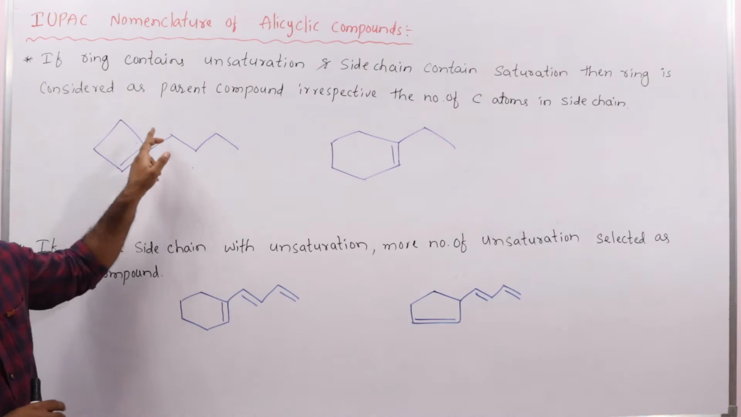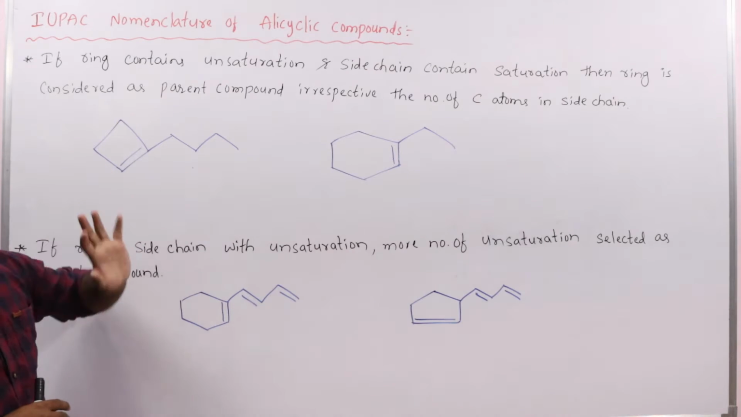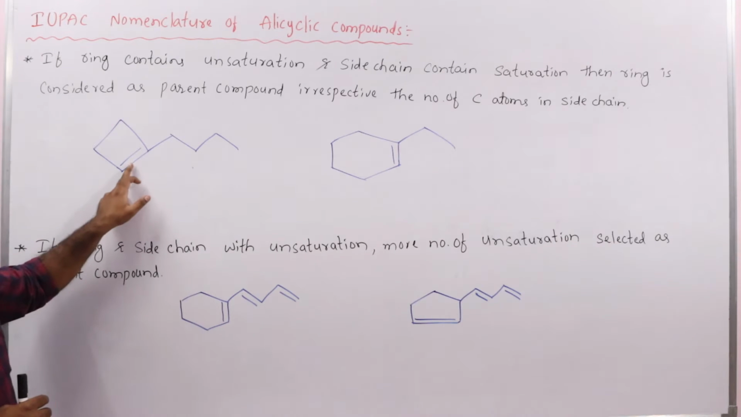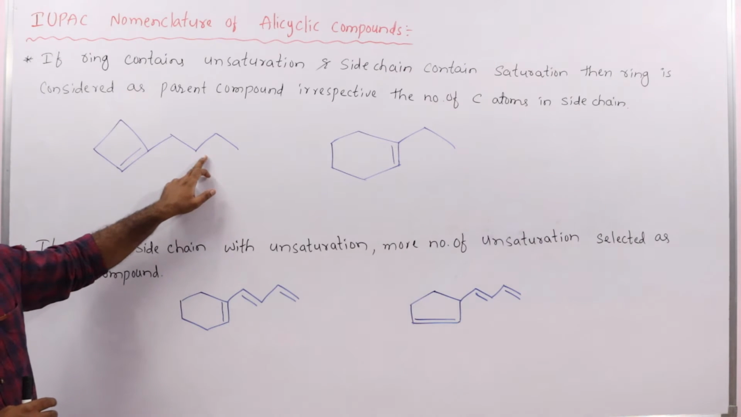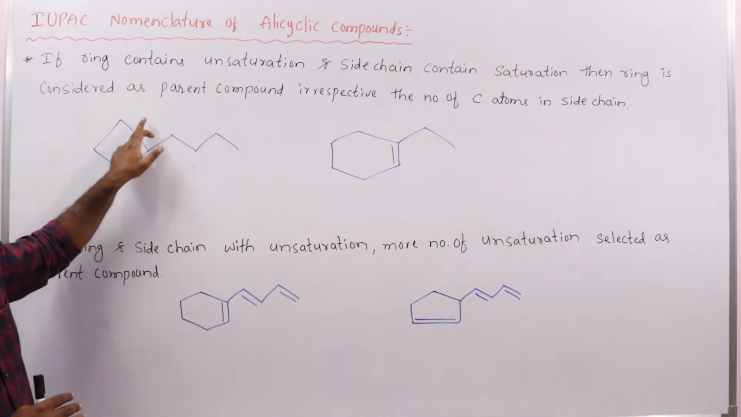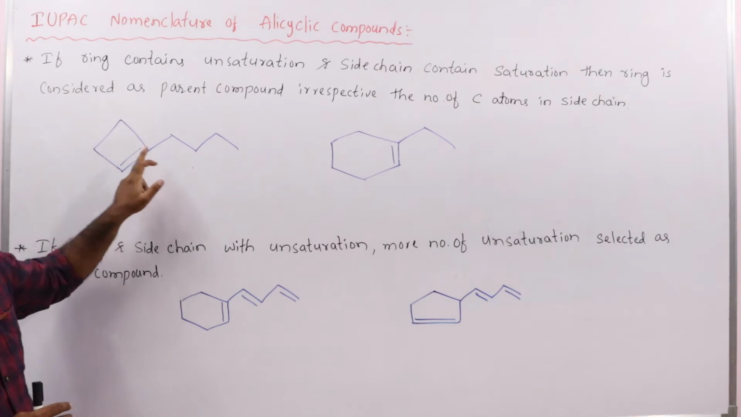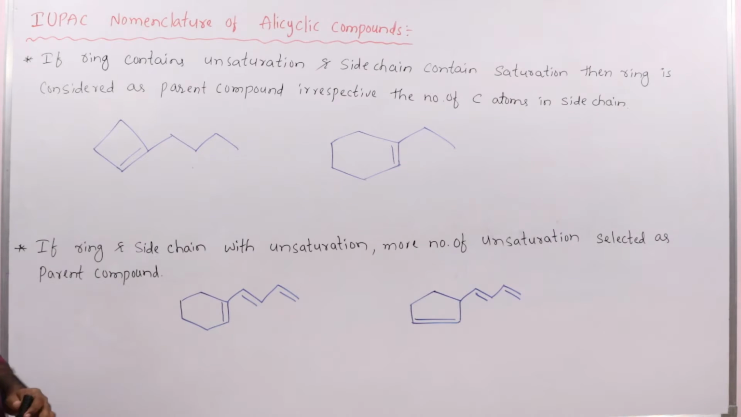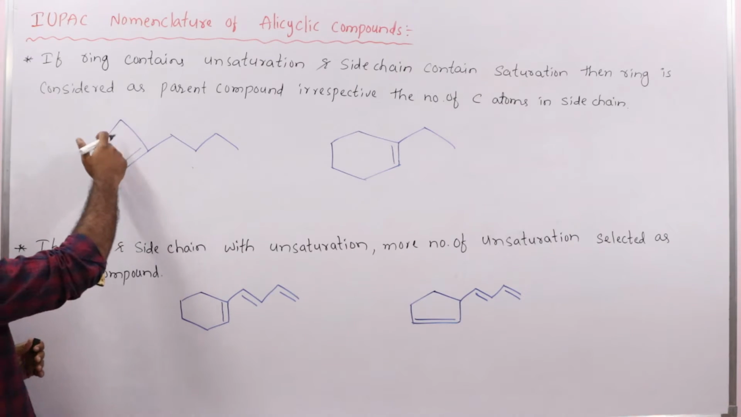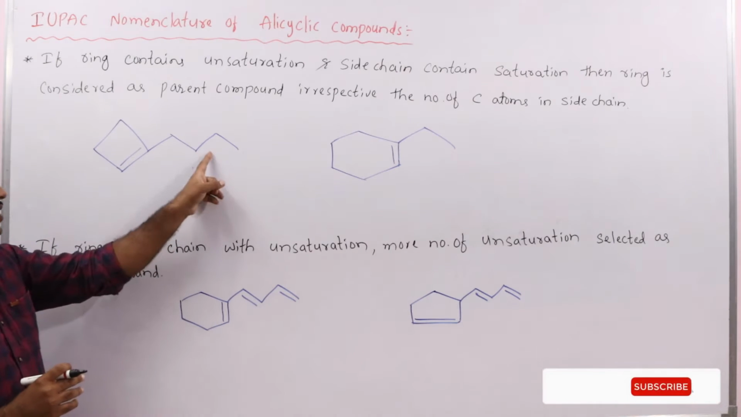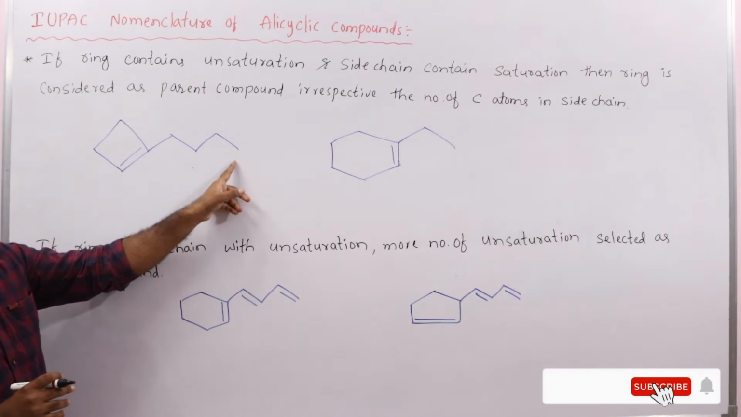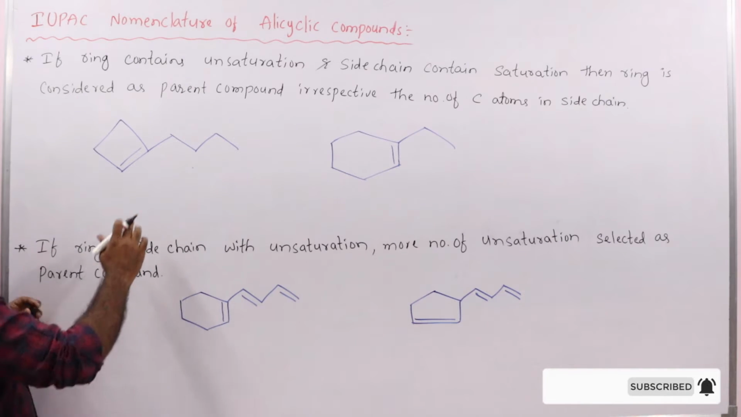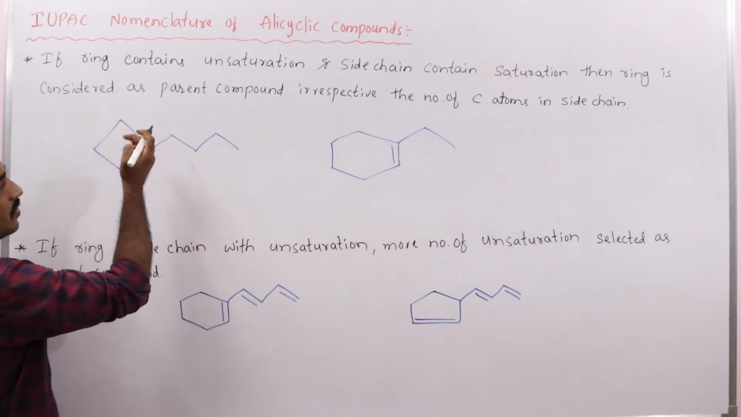the ring as the parent compound and the side chain as the substituent. Okay, so ring with unsaturation, side chain with saturation, then the ring is selected as the parent compound and the side chain as a substituent. So let us see this molecule. Here a 4-membered ring is there and the side chain also contains 4 carbons. So we have to select this side chain as a substituent.